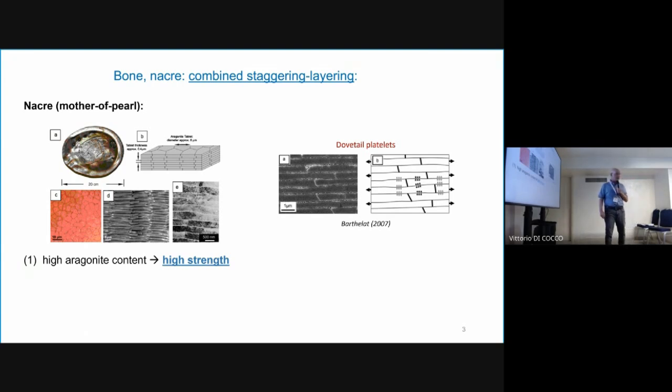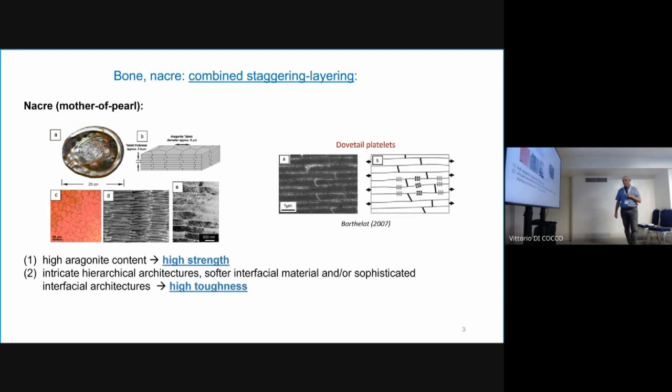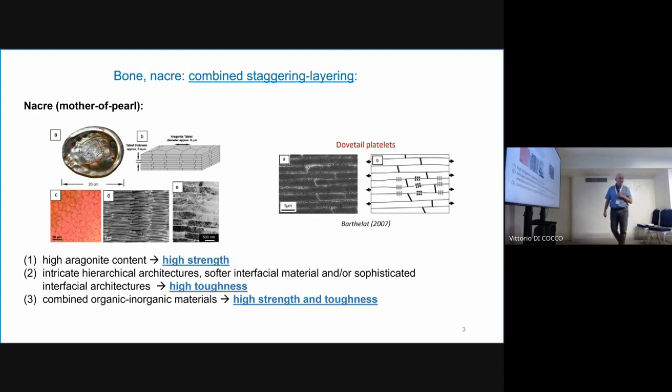Nacre has a high aragonite content, which provides high strength. Aragonite is just CaCO3, and it's a polymorph of CaCO3. The other polymorph is calcite, but aragonite is present in nacre. There is an intricate hierarchical architecture with softer interfacial materials and sophisticated interfacial structures that provide high toughness. So the first one is high strength, this one is high toughness. And the combination of organic and inorganic material provides both high strength and high toughness, which is exceptional. I mean, nature does that quite easily.